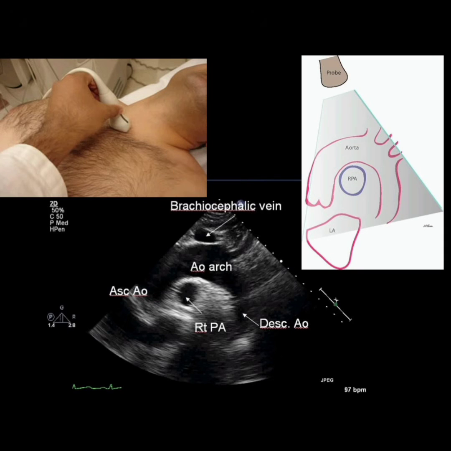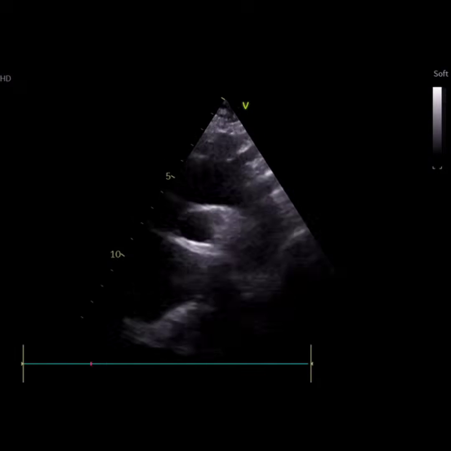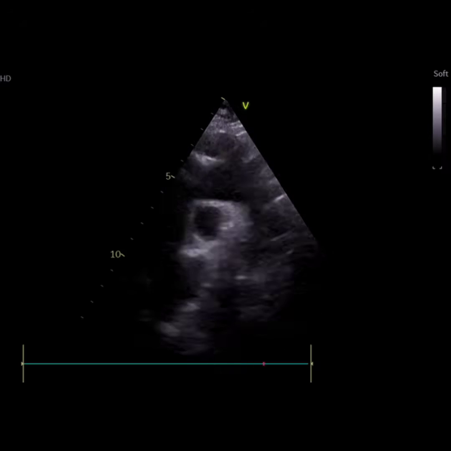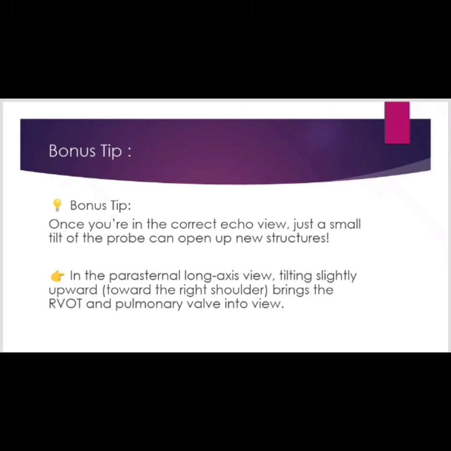See the position. Patient lies supine with neck extended. Probe placed on the suprasternal notch and marker directed towards the left ear. This is the aortic arch view. In this video, I just explained the probe position of major echo views.